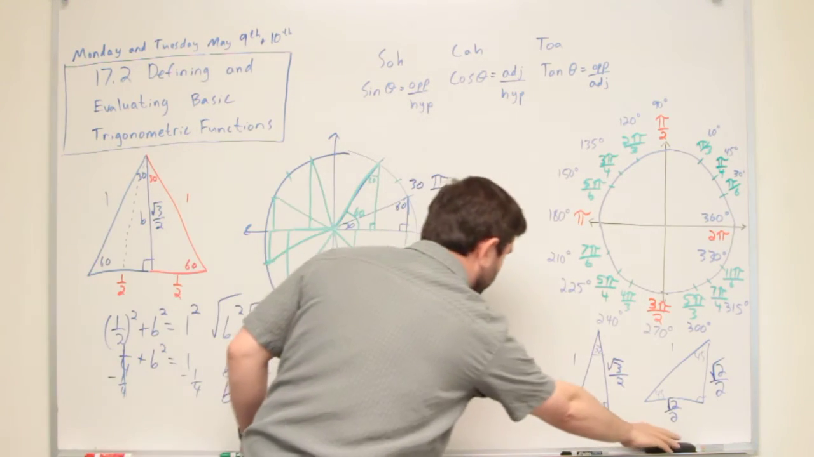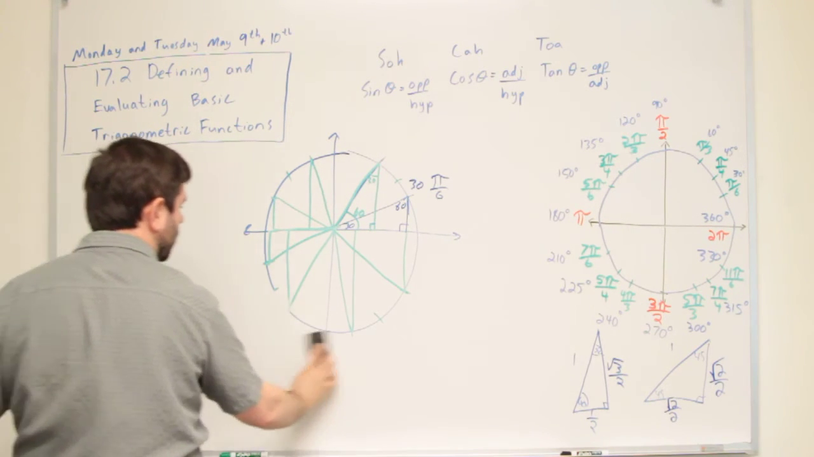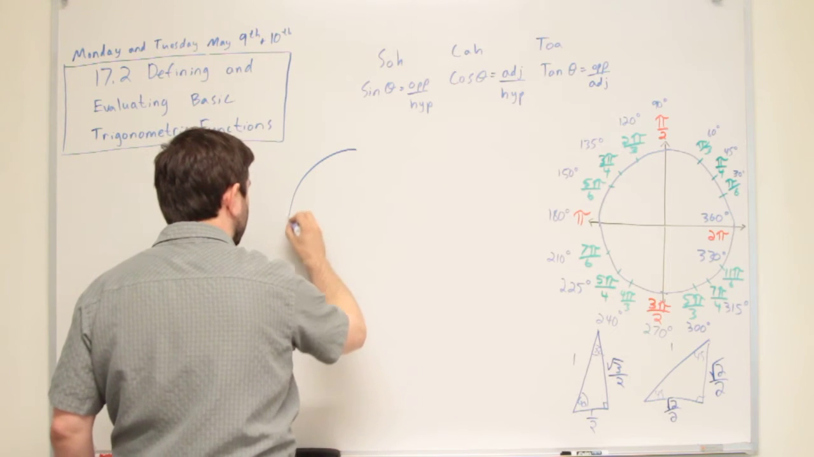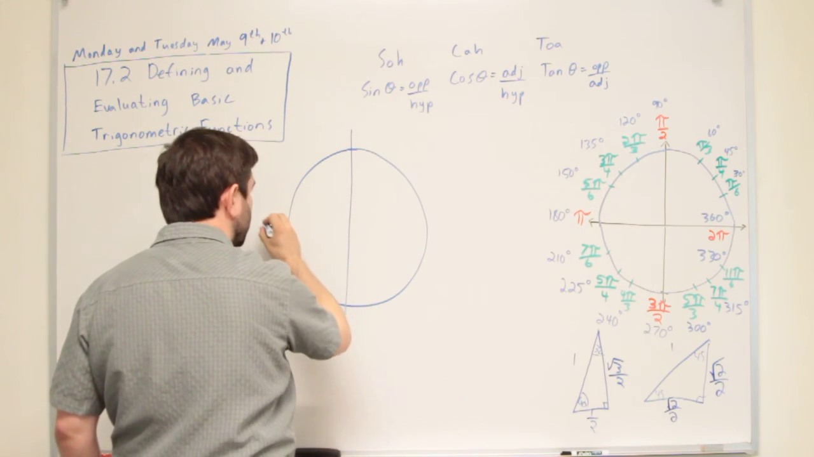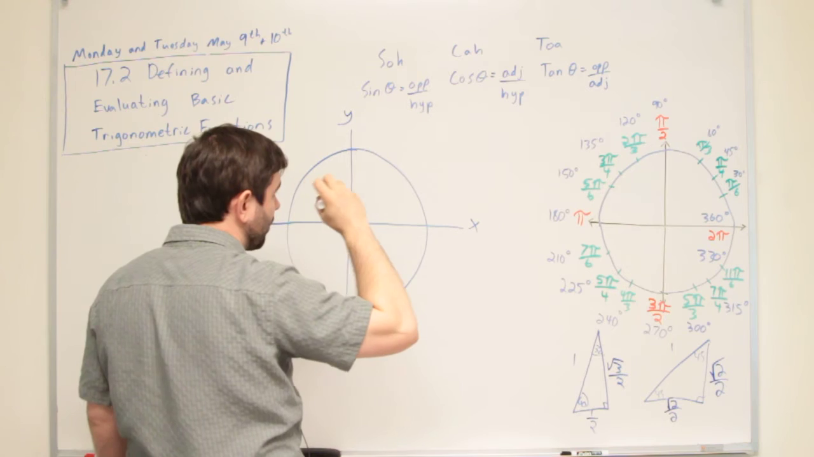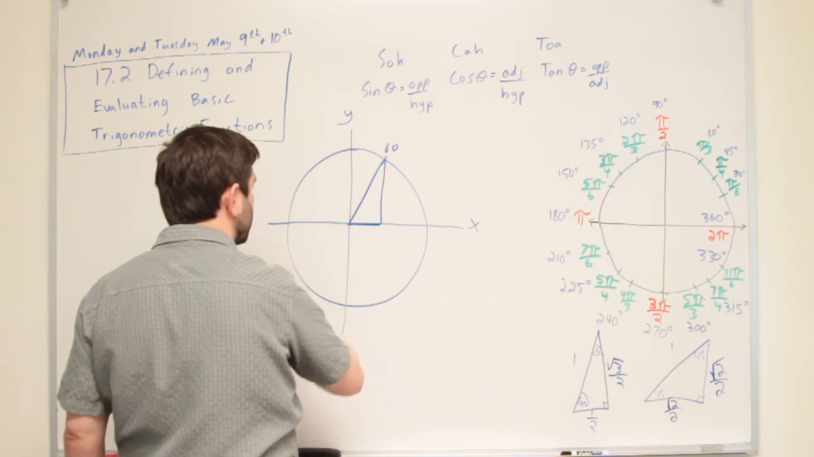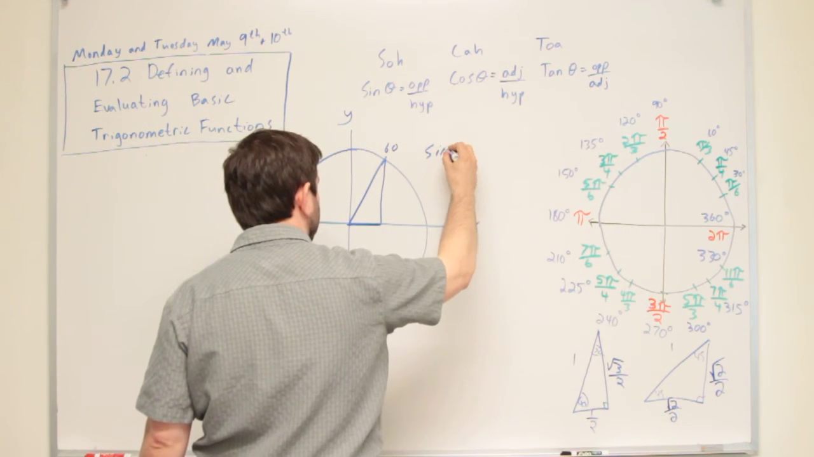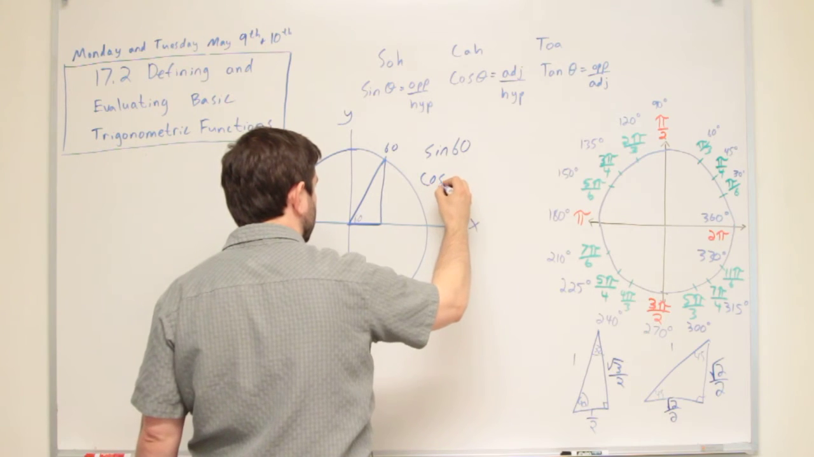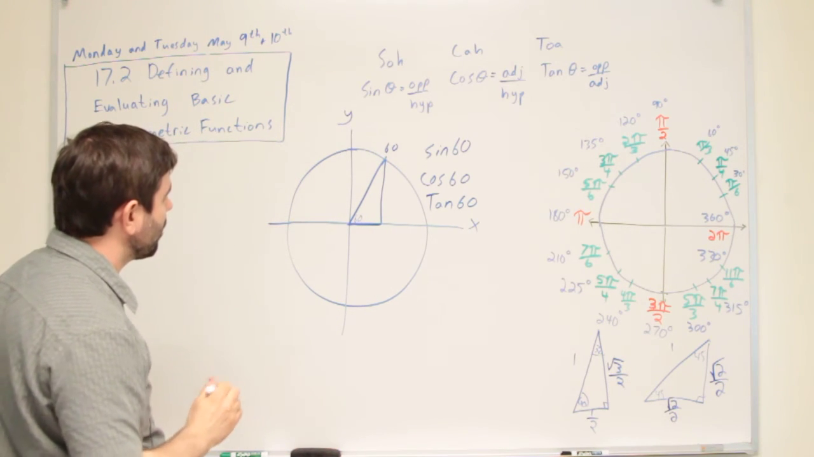So, if we were asked to find the sine of 60, cosine of 60, and tangent of 60. This is how we would do that.